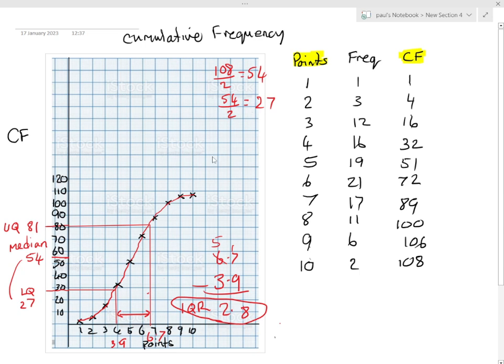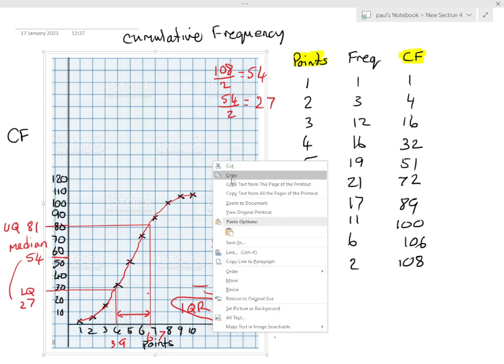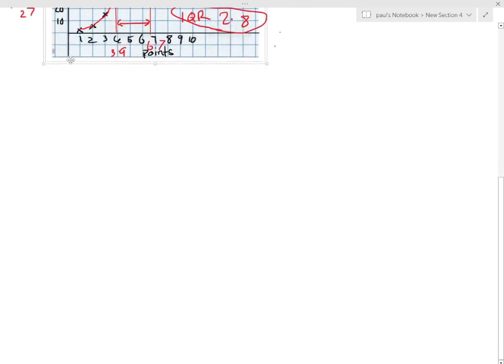So this is a cumulative frequency graph. So let's copy that and do another one down below and paste that one in there.